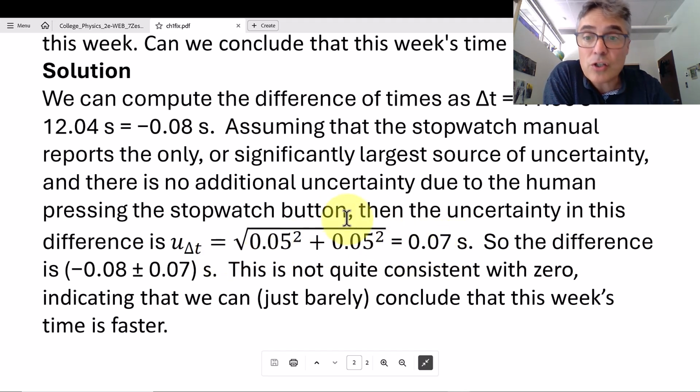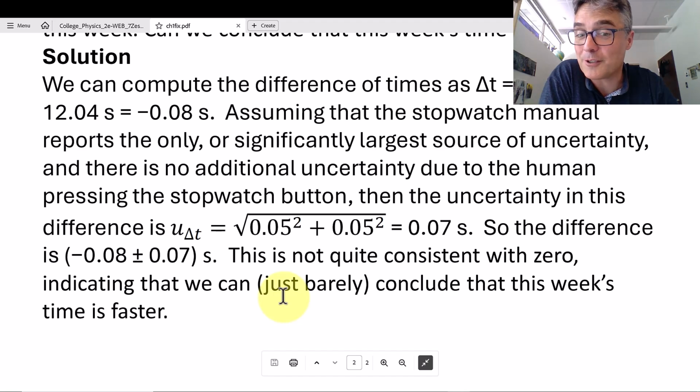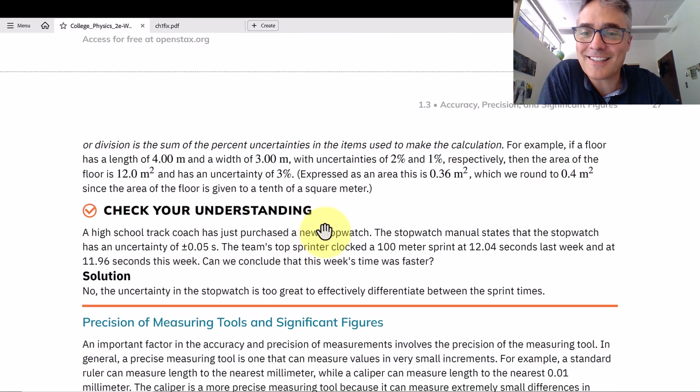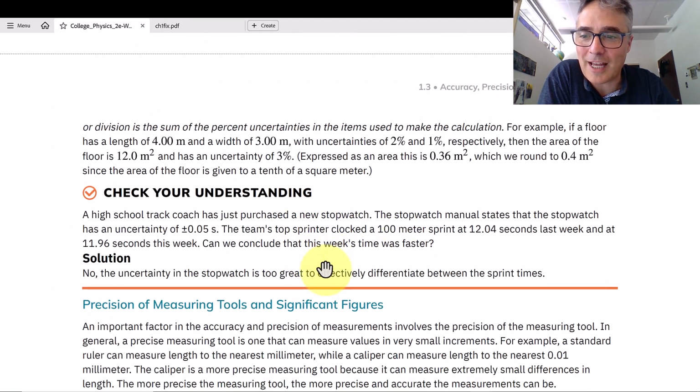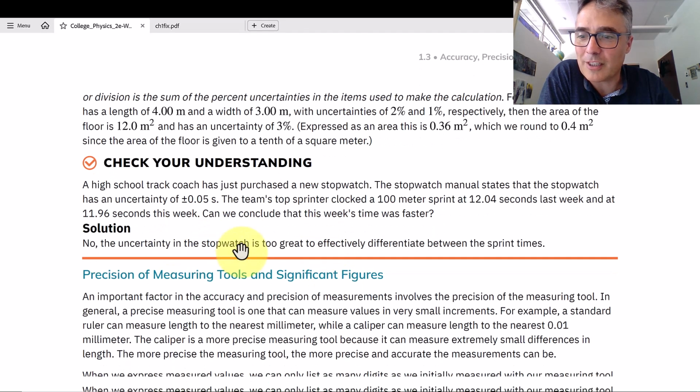So that's the uncertainty of this difference. The difference is negative 0.08 plus or minus 0.07. So I would say this is not quite consistent with 0. It's just sort of outside that 68% range there. So we can just barely conclude that this week's time is probably faster. So I might suggest to the authors that they change that solution. They just say, no, that's not true.